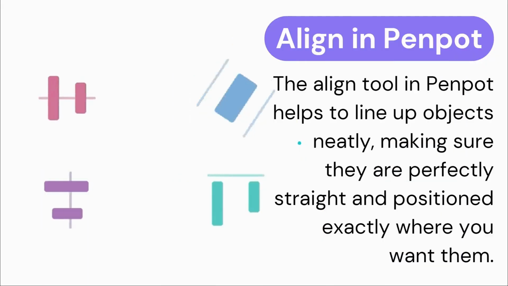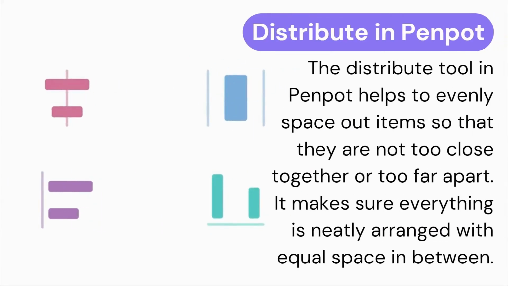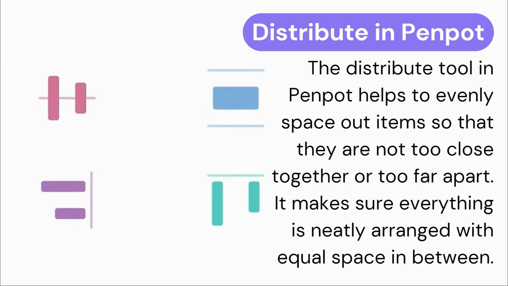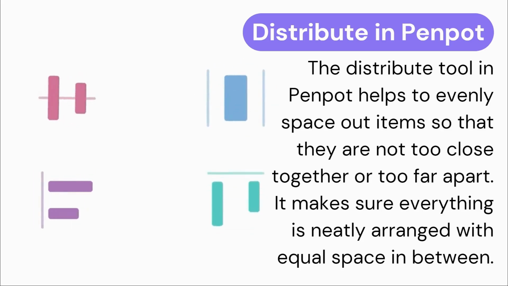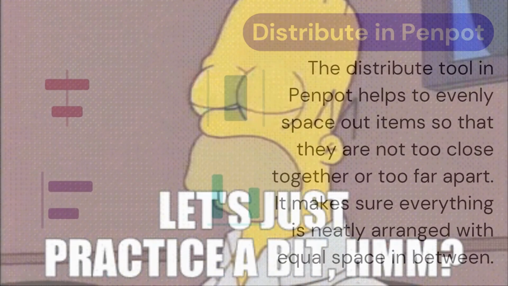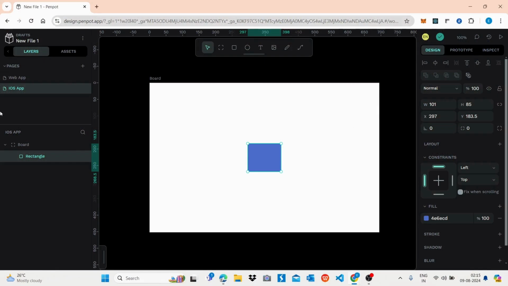And now we even have the distribute property. So what does this distribute property do? The distribute tool in Penpot helps to evenly space out items so that they are not too close together or too far apart. It makes sure everything is neatly arranged with equal space in between. Like we have understood about these align tools, in the same way, we have distribute also. So Penpot also offers tools to distribute objects evenly, either horizontally or vertically. This is perfect when you're working with multiple elements and want consistent spacing. And remember, it doesn't work when you have a single element.